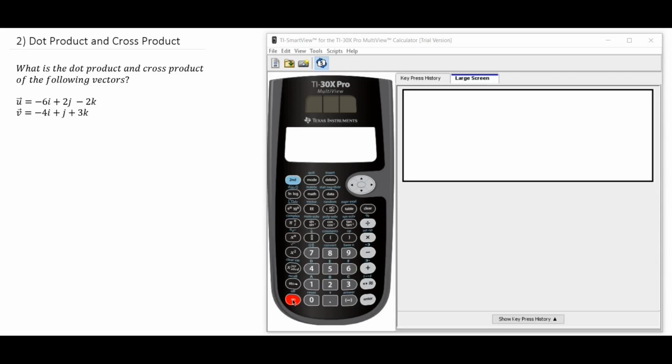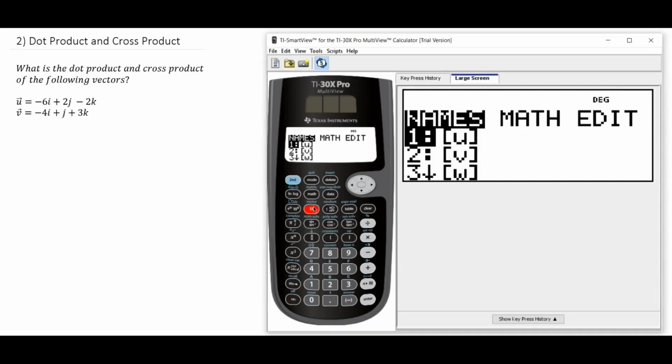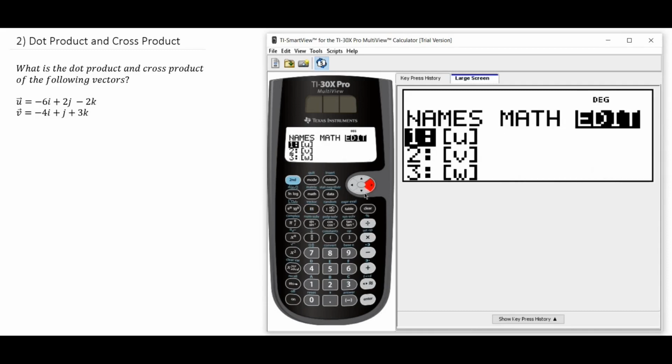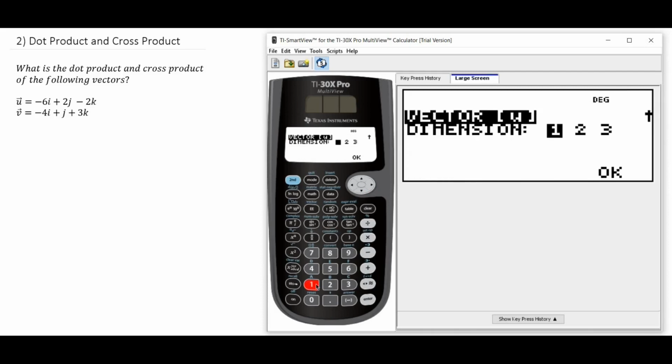So for the first step, we need to store the values for the vectors. We can do that by going into second vectors. And now I'm going to edit vector u. I can do that by going into edit and pressing 1. This is a 3-dimensional vector because we have 3 components.